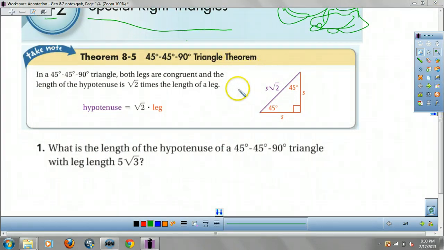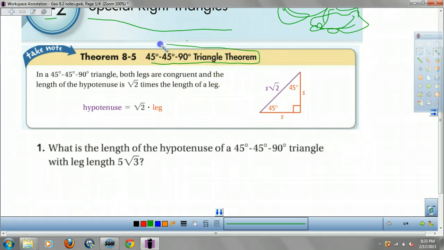Basically what we're going to talk about is something that's just all over the ACT. If you take pre-calc, trig, calculus, it's going to come up all over the place as well. It's something you can't avoid. It's two special triangles. One's called the 45-45-90, or the isosceles right triangle, because you have two equal sides.